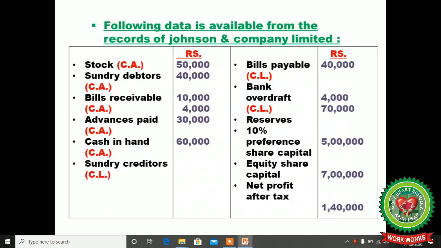Now a practical example of one company. The following data is available from the records of Johnson and Company Limited. See the stock, sundry debtors, bills receivable, advances, everything is available. Stock, debtors, bills receivable, advances and cash in hand are current assets. Creditors means your liability to pay the party, so that is a current liability. Bills payable and bank overdraft are also current liabilities. Reserve 10%, preference and equity shares, and net profit are given. So this is the full-fledged statement of the company.